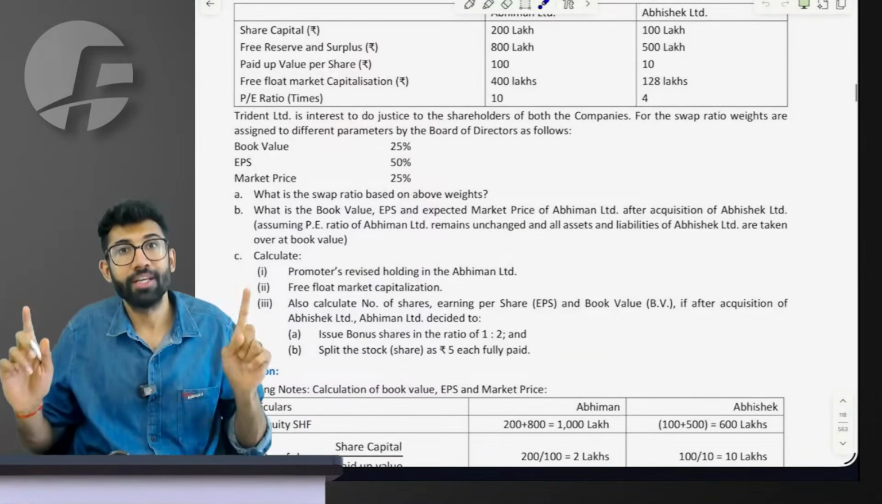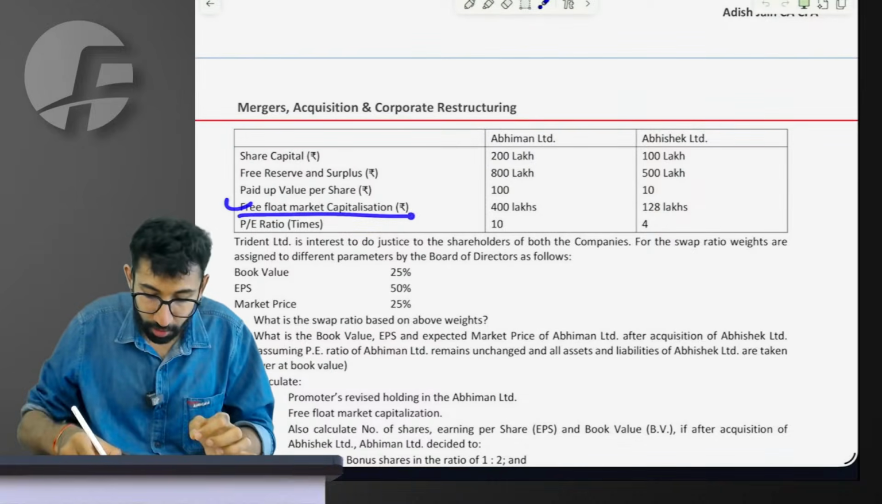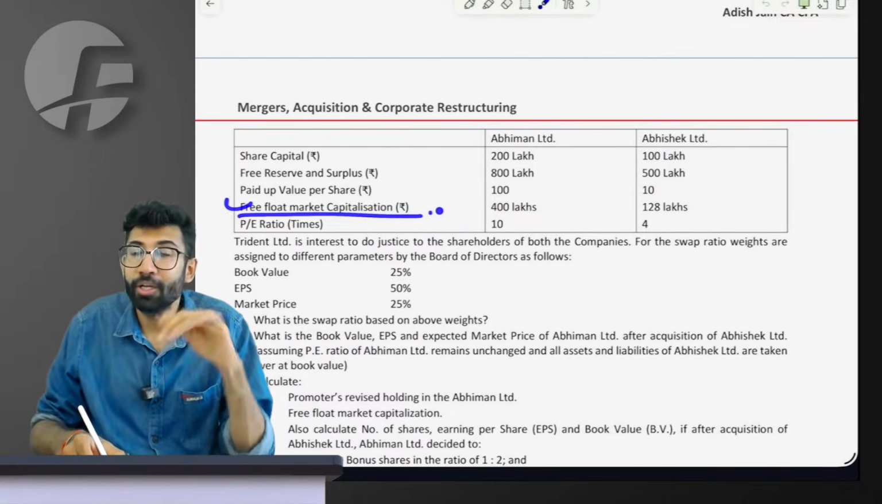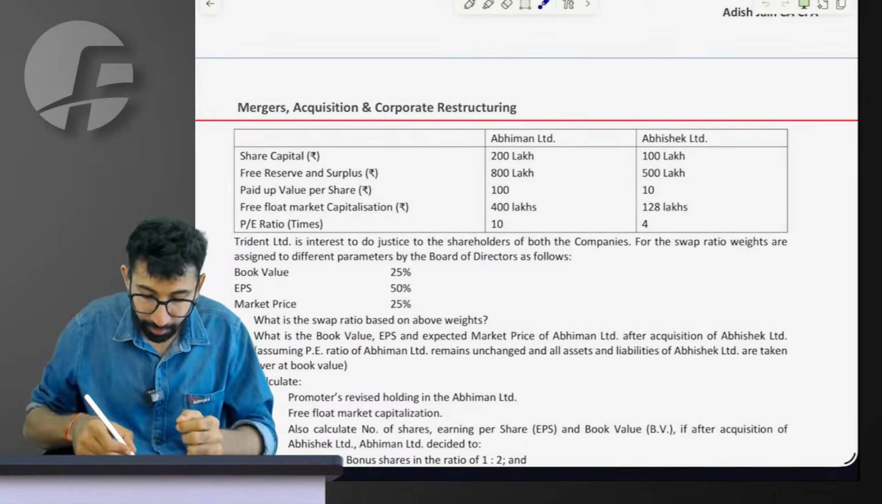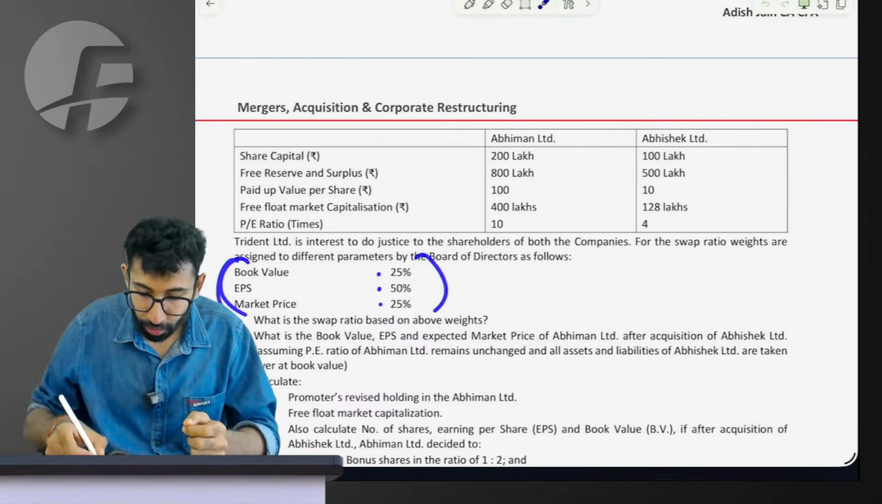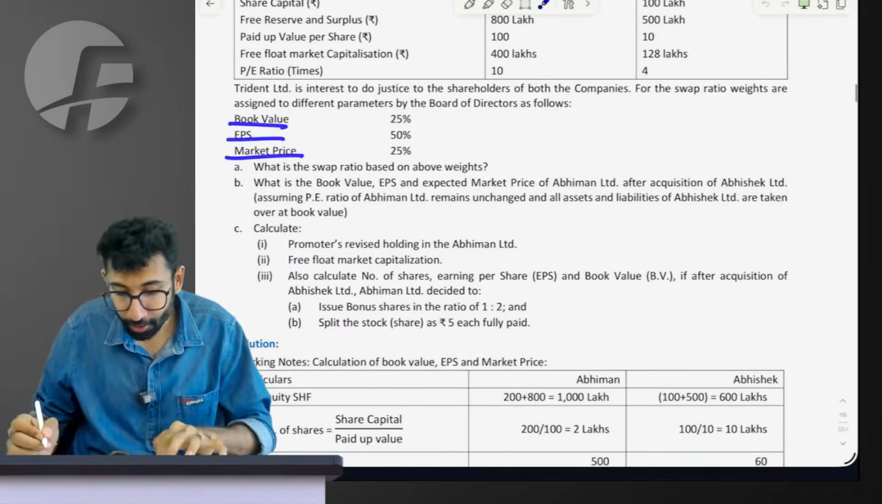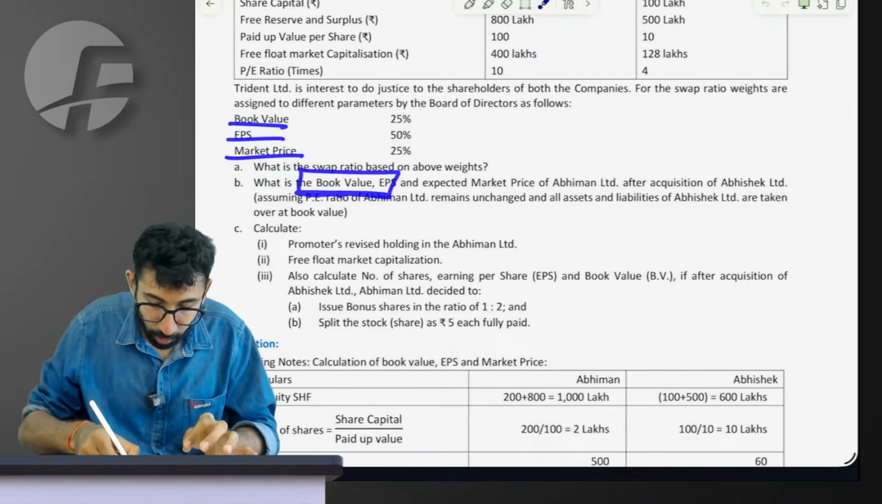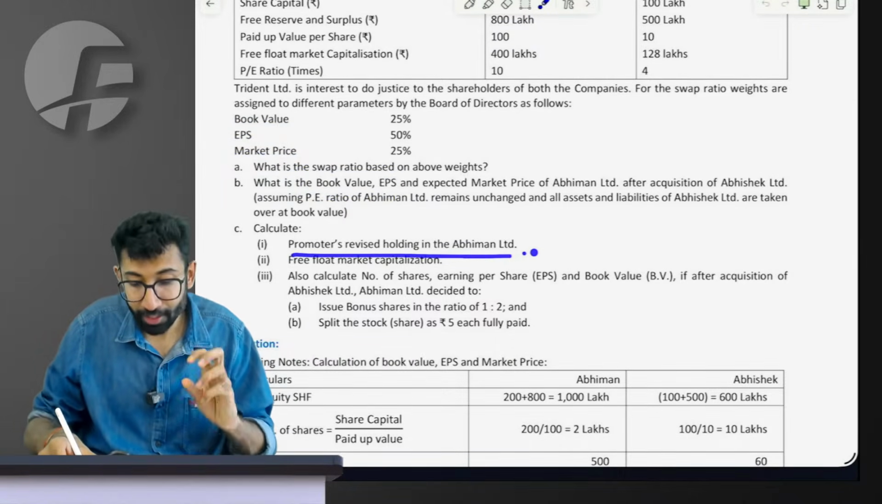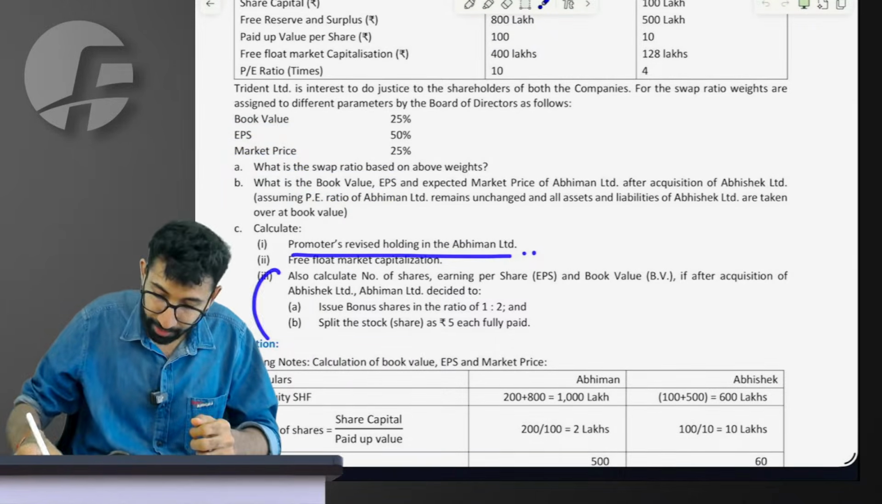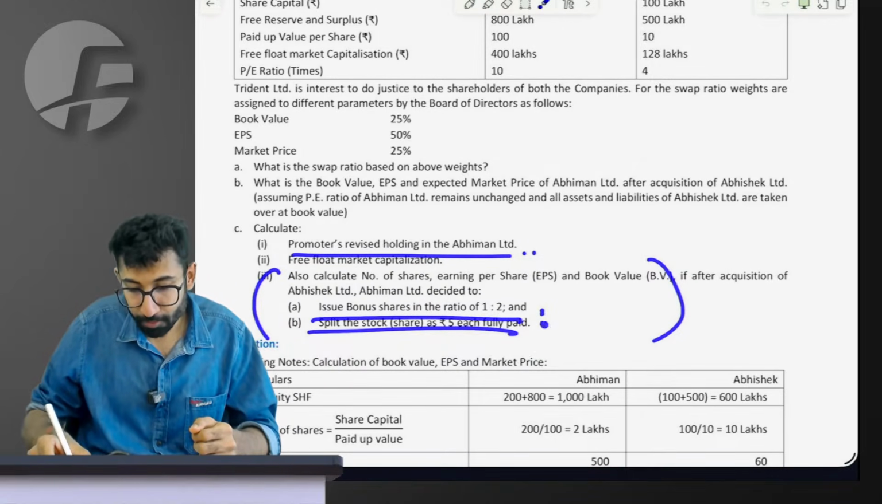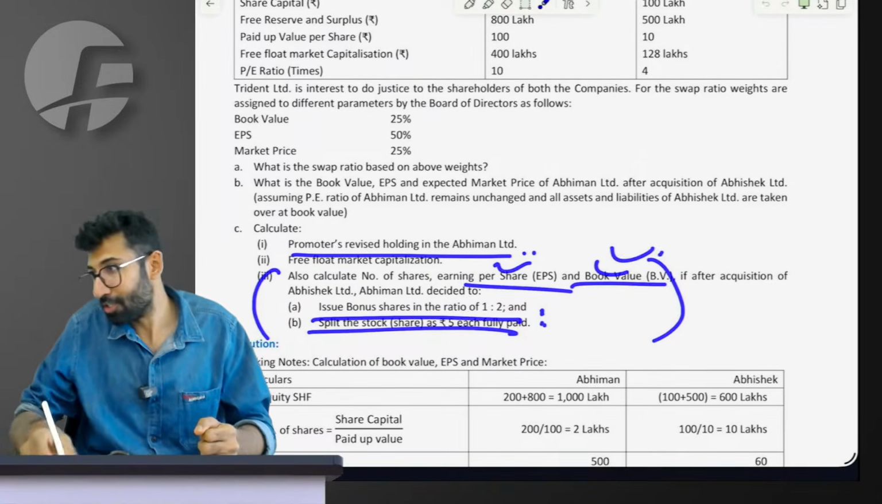Where point of learning, if I have to summarize, sir, learning this concept of free float market cap, converting it to total and everything. Second learning was calculating the exchange ratio using weighted average. Third, the exchange ratio has to be based on per share parameter. Fourth, calculating the post merger book value. Fifth, promoter holding and promoter revised holding. Sixth, giving the effect of bonus and split, and then finding revised EPS and revised book value per share.